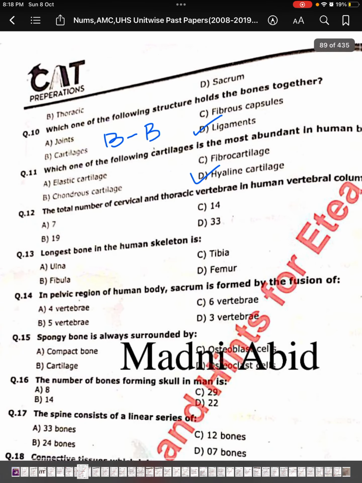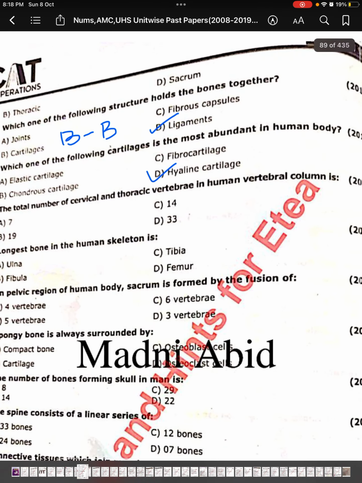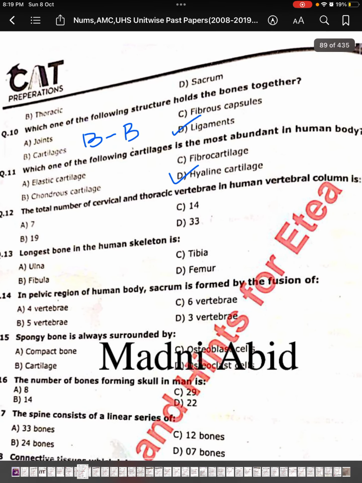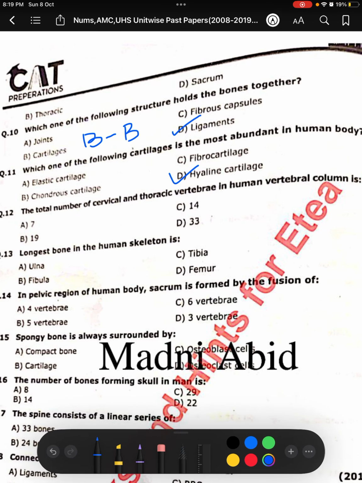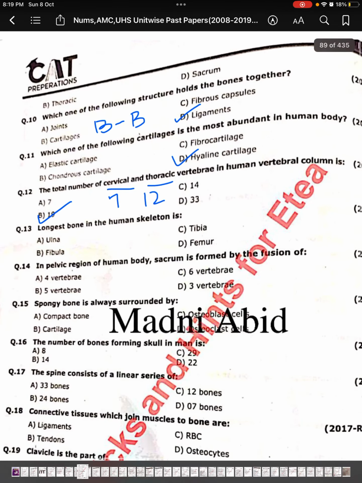Okay, the total number of cervical and thoracic vertebrae in human vertebral column is, so we have just studied, cervical are basically 7, thoracic are 12. So 12 plus 7 is basically 19, right? So let's see.